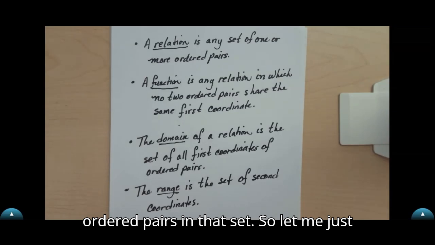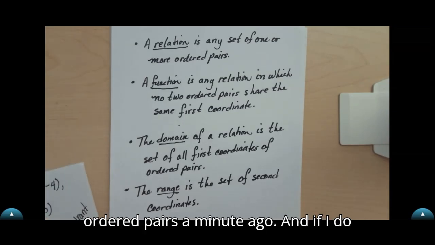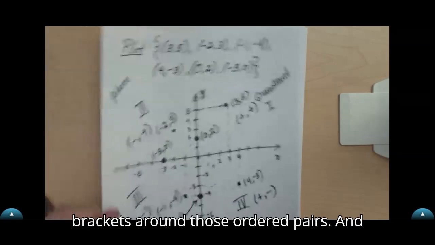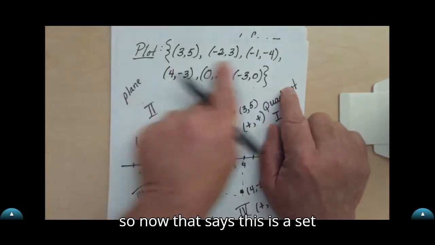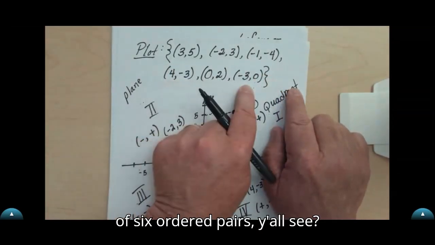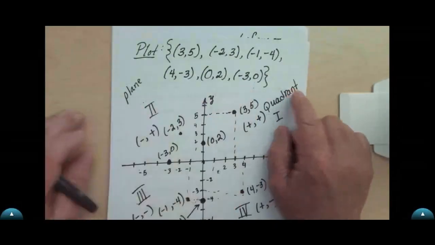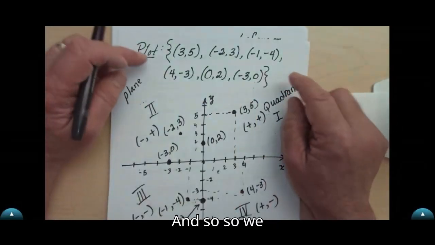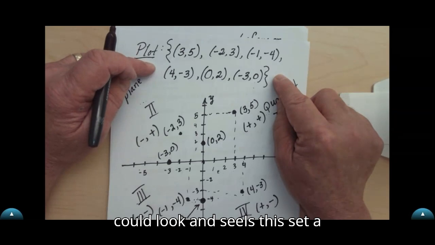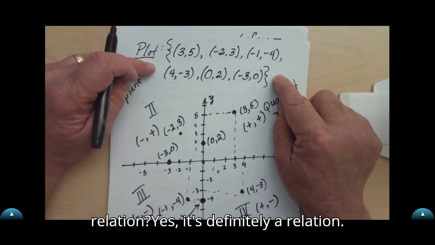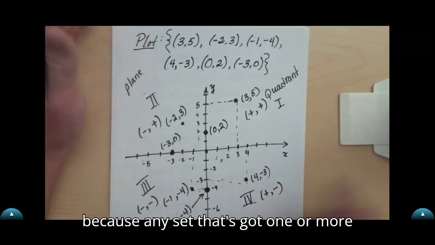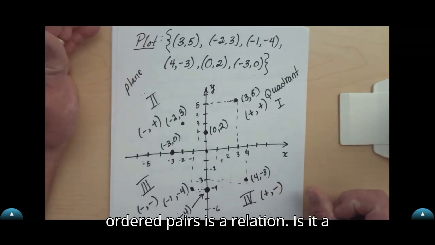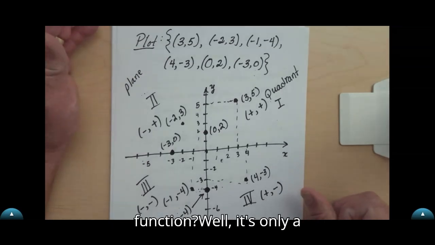So let me just go back here where we were plotting these ordered pairs a minute ago. And if I do this, I just drew some little curly brackets around those ordered pairs. And so now that says this is a set of 6 ordered pairs. Y'all see? And so we could look and see, is this set a relation? Yes, it's definitely a relation. I don't even have to think about that because any set that's got one or more ordered pairs is a relation. Is it a function?